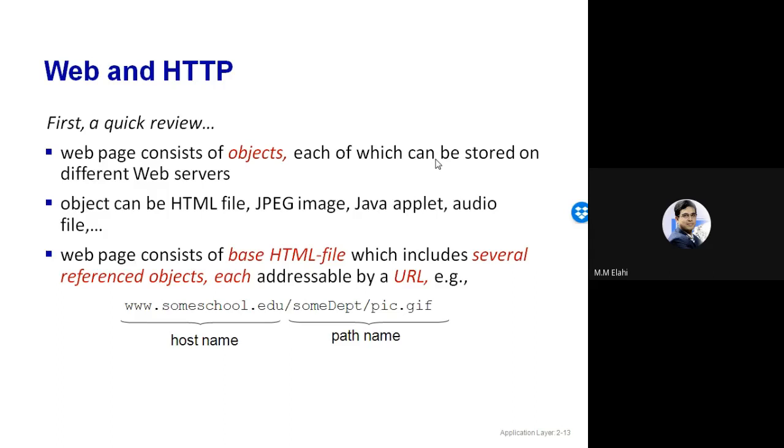The 3 application layer protocols we will study in this chapter: first one is the most used, web browsing, which uses the HTTP protocol. Then we will study email, and last we will study domain name.